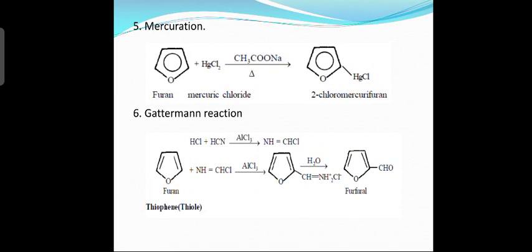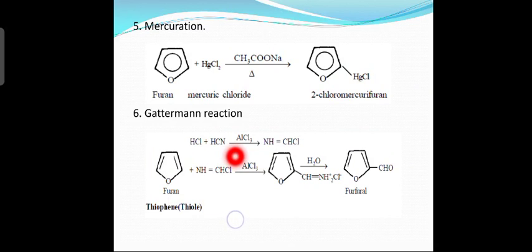Now next is mercuration. Mercuration is nothing but heating with mercuric chloride in the presence of sodium acetate. Furan, when heated with mercuric chloride in the presence of sodium acetate, gives 2-chloromercuryfuran. Next is the Gattermann reaction. The Gattermann reaction consists of two steps. What is the first step? Reaction with HCN and HCl.